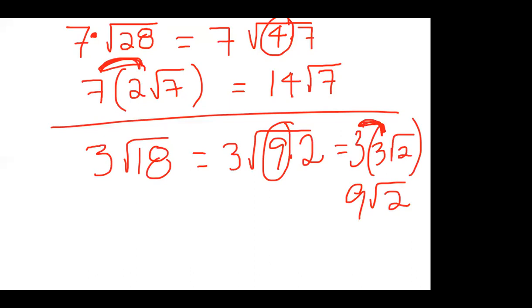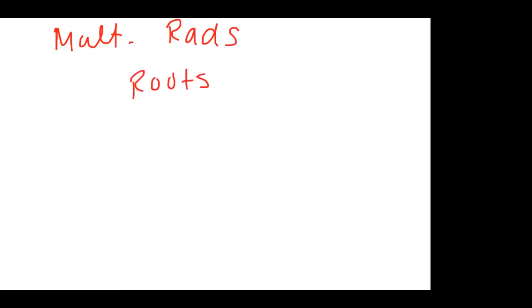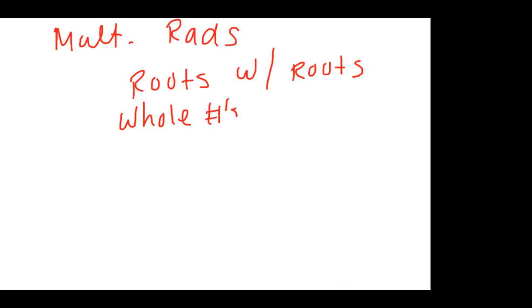All right, guys. Now, let us multiply the radicals together. When it comes to multiplying radicals together, radicals or roots, it doesn't matter what you call them, you want to multiply the roots together. So the roots with the roots, and then the whole numbers with the whole numbers. So whole number with whole number, and then the roots with the roots. Root with root, whole number with whole number. So what in the world am I talking about? Here's what I'm talking about, guys.